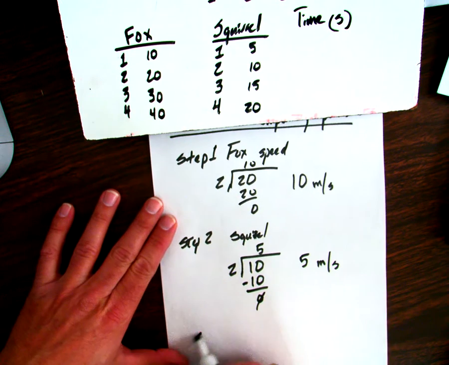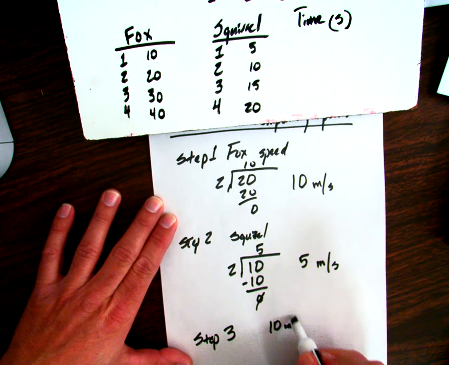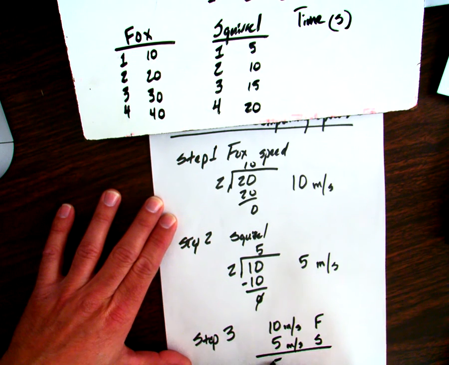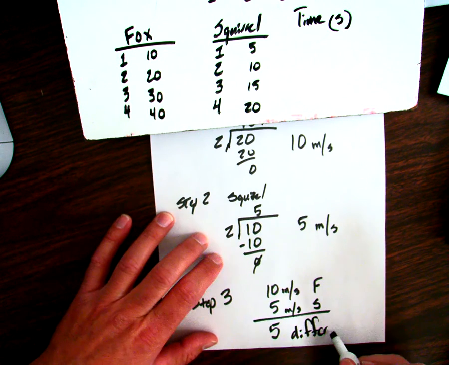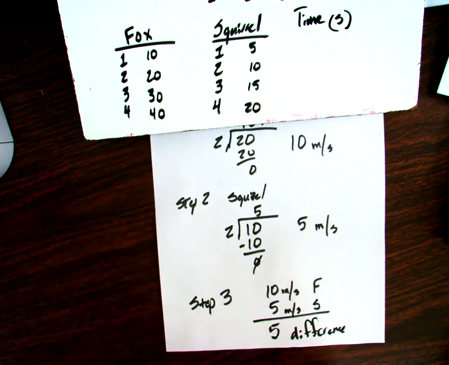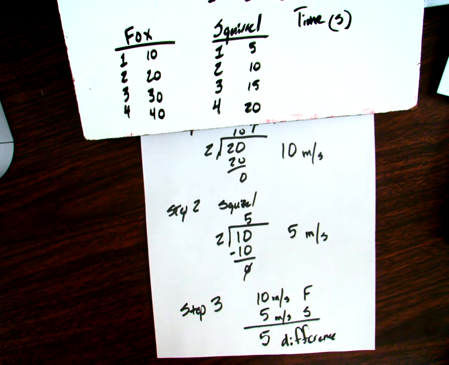So now we know that step 3 would be to take 10 meters per second for our fox and 5 meters per second for our squirrel. When we subtract those out, that is going to be our difference in speed, which is 5 meters per second. So, a very long process here. It takes multiple steps. It takes a lot of endurance to get through one of these questions, but don't give up, and we have a lot more practice to do on these.